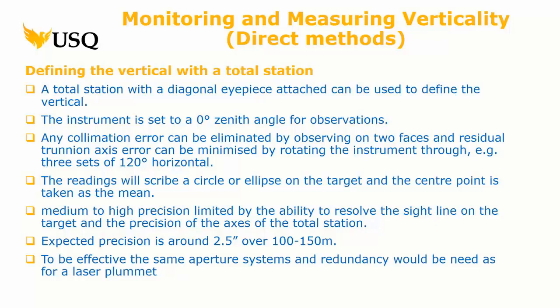If you want to make an estimation, it's about 2.5 seconds over 100, 150 metres. Now, you know automatically from the formula that's always in your head, right, that it's half as many seconds in millimetres per 100 metres. So if we're saying it's 2.5 seconds, we're saying it's like 1.25 millimetres per 100 metres, give or take, right? Okay. To be effective, you should use the same aperture system.